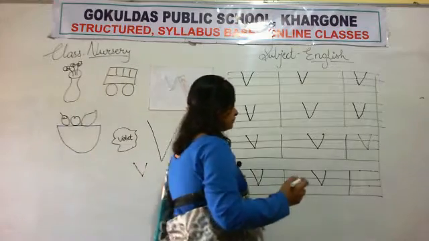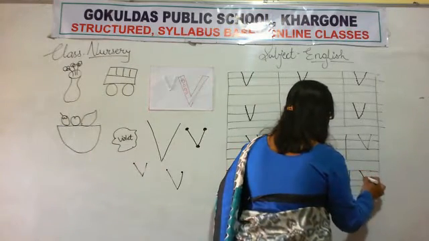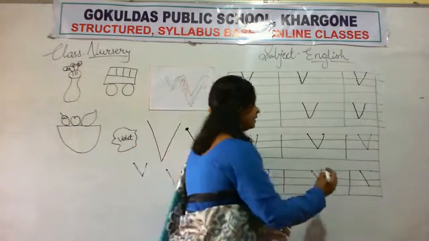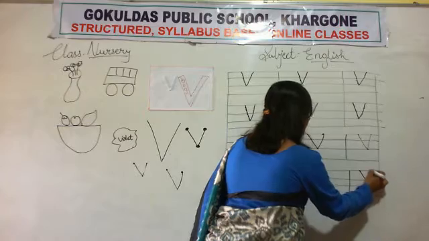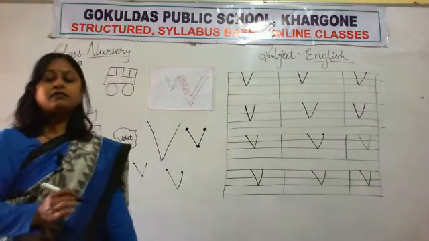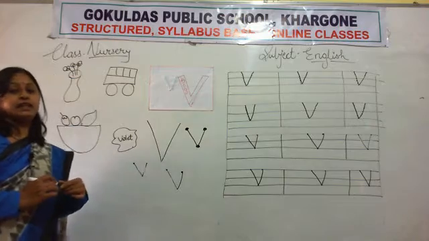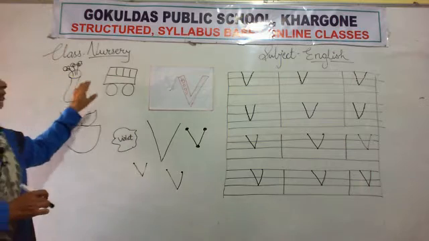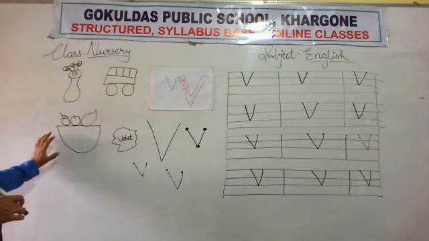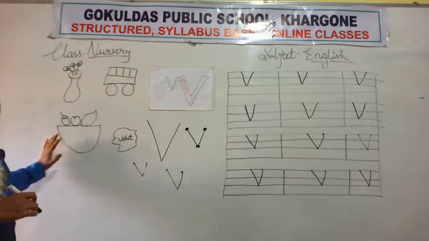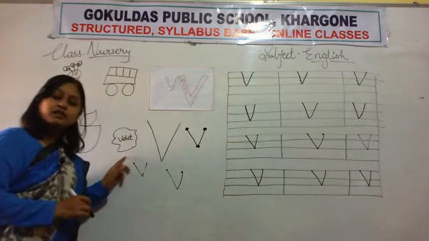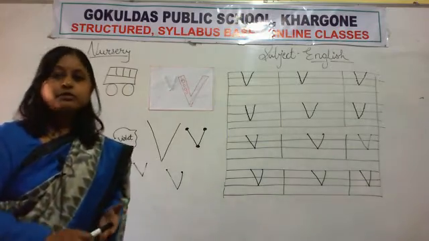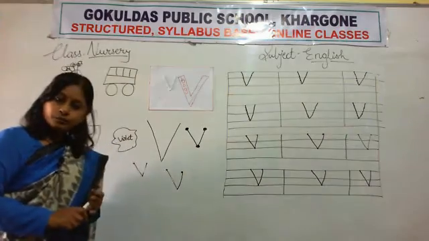Okay. Again, from upward to downward, a slanting line, and from downward to upward, a slanting line. Which letter will form? Letter V. V for vase, V for van, V for vegetable, V for violet color. Okay. What you have to do? You have to write in your notebook.